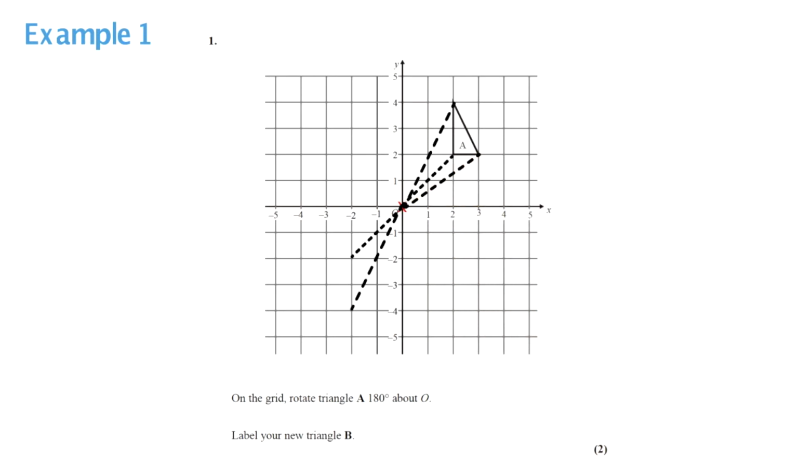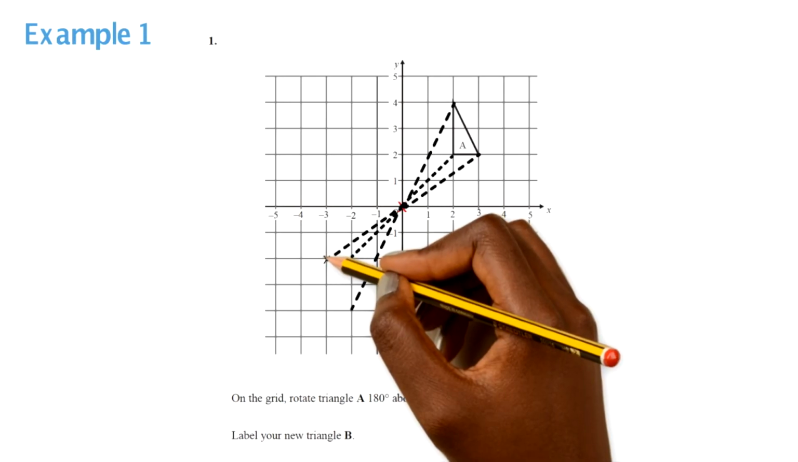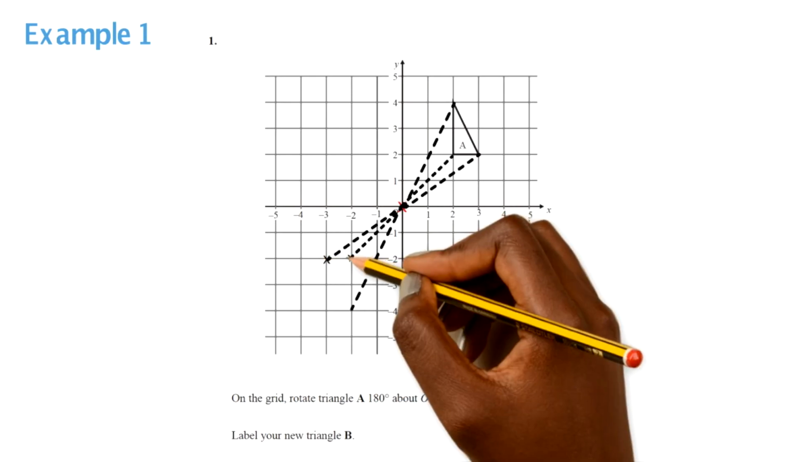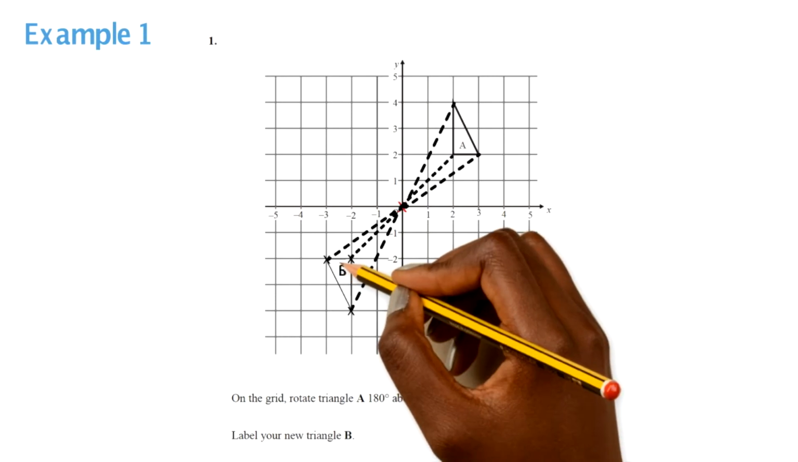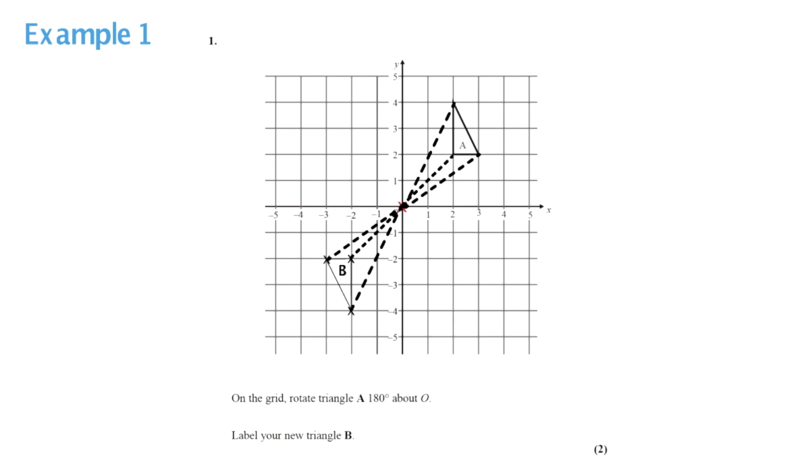And I'm basically going to look at how many squares or how many points from the origin to the points of the triangle, and I'm going to mark those on the other side 180 degrees. So it's kind of like with reflection questions of looking at the distance, and then I'm going to draw my new triangle. That's literally it. So example 1, you can get those type of questions where you have to draw the new shape.